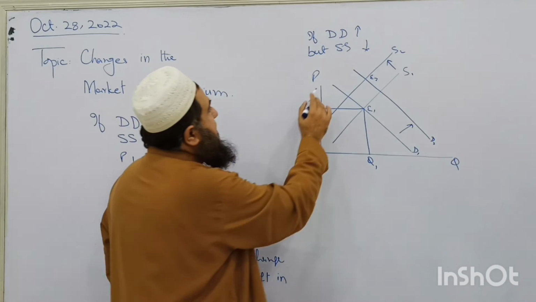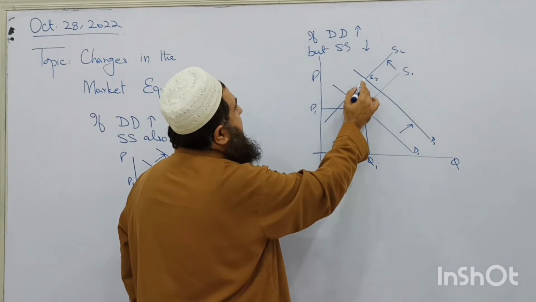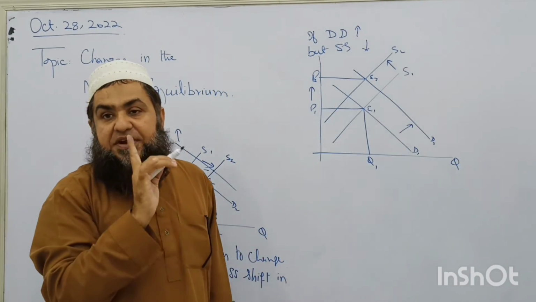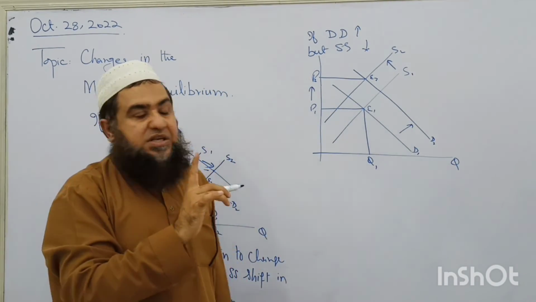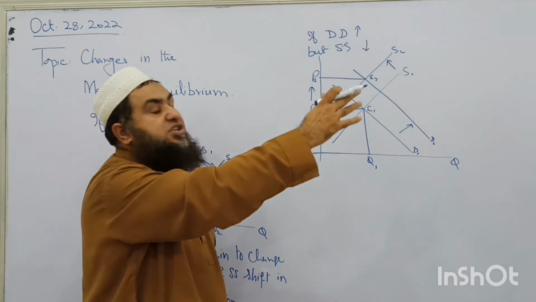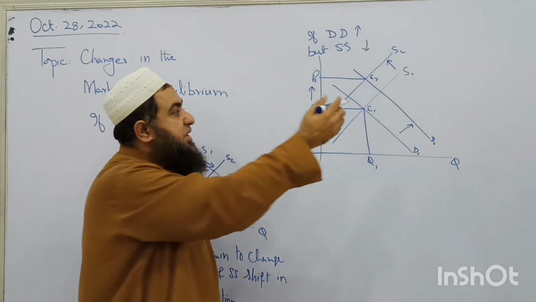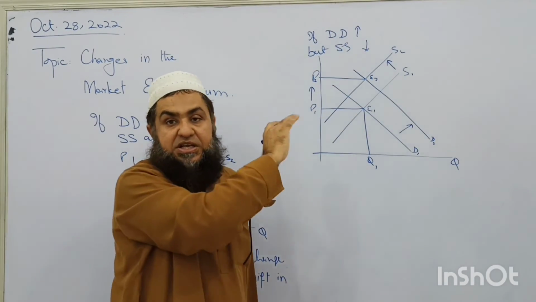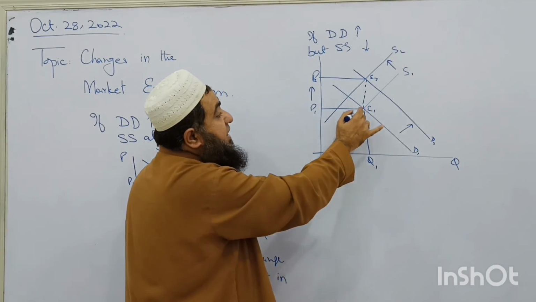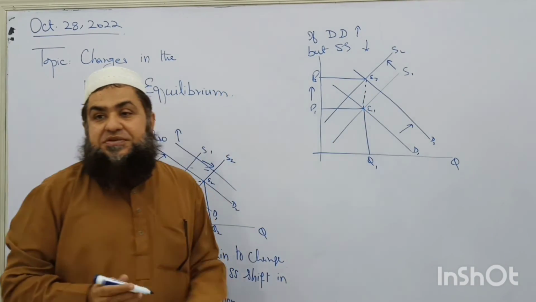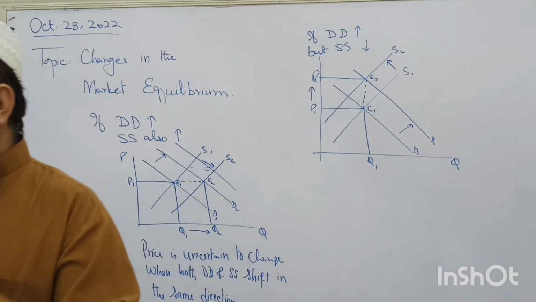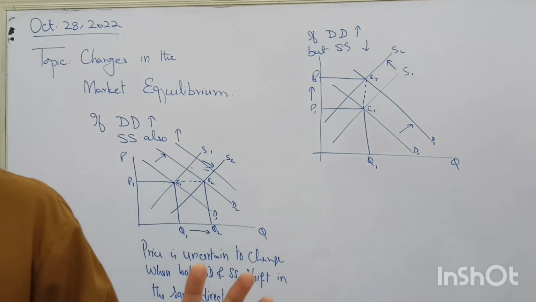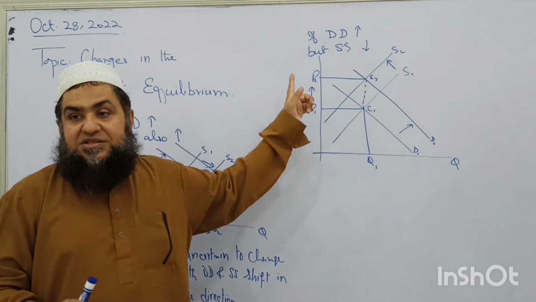You can see equilibrium price has definitely increased, because when demand shifts rightward, price will increase, and now supply is shifting leftward, so price will further increase. But there is uncertainty about the equilibrium quantity. If their shifts are equal in opposite directions, equilibrium quantity will not change, only there is an increase in price.